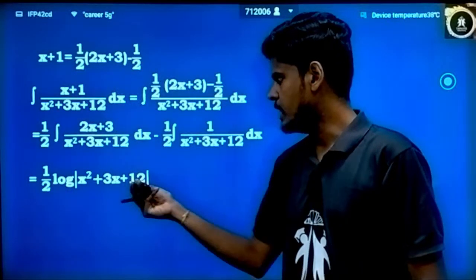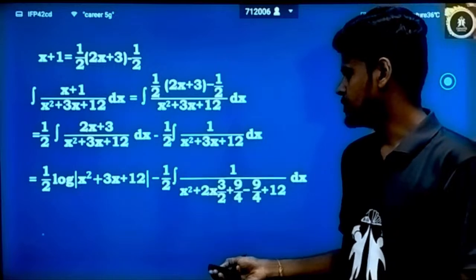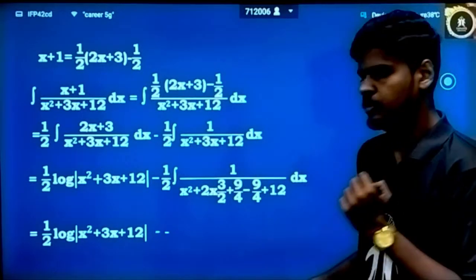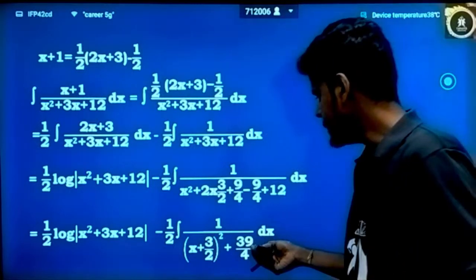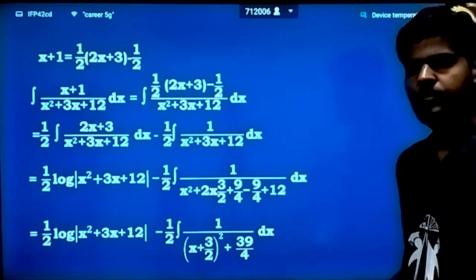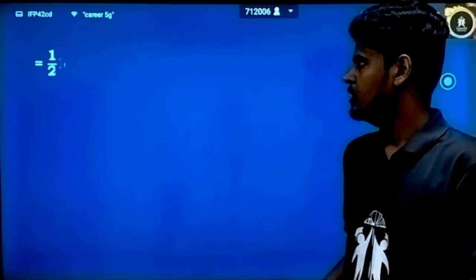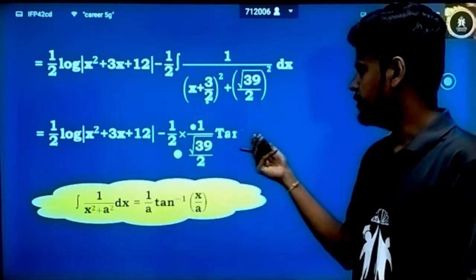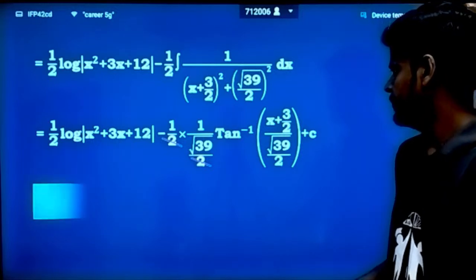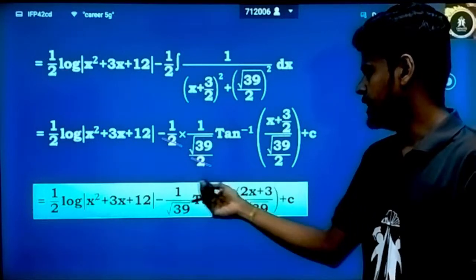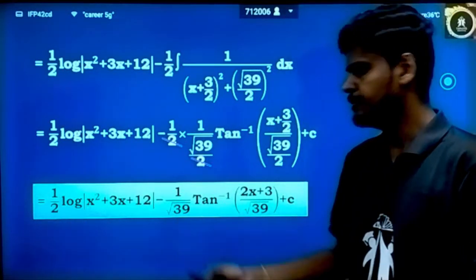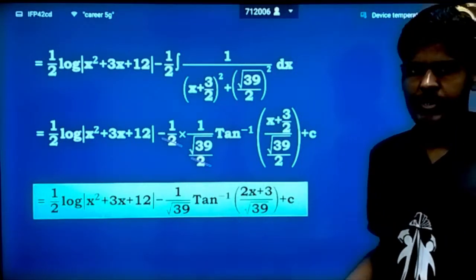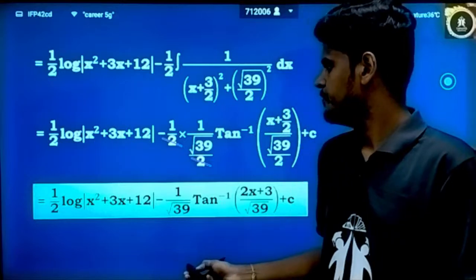So the answer is 1 by 2 log of x square plus 3x plus 12. Again we will write the second in terms of squares, so it gets converted into the form of dx by x square plus a square. We already know the formula for this: 1 by a tan inverse x by a. So by using this we can write the final answer. The final answer is 1 by 2 log of this value minus 1 by root 39 tan inverse 2x plus 3 by root 39.